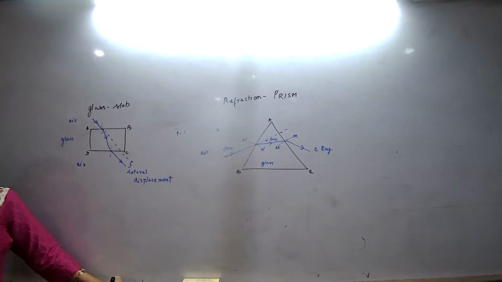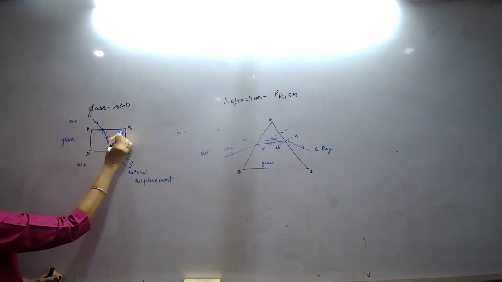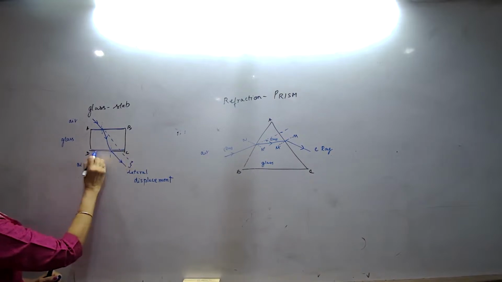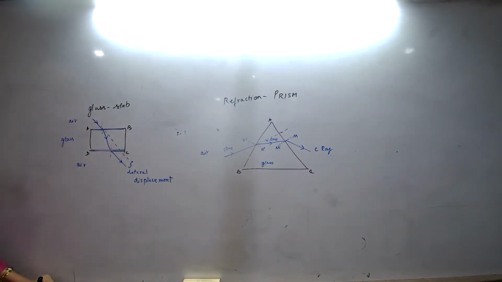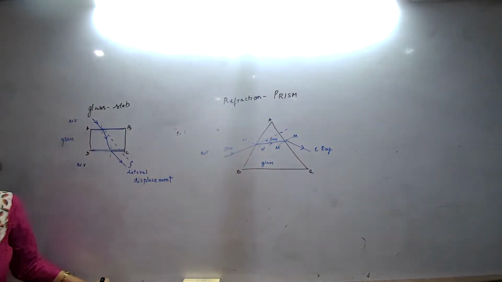Why does it happen like this? You will notice here that these two surfaces, AB and CD, are parallel to each other. But whereas in a glass prism, the two surfaces where the refraction is taking place are not parallel to each other. And that's the reason you will find that it is bending towards the base. Have you followed? Is that okay?